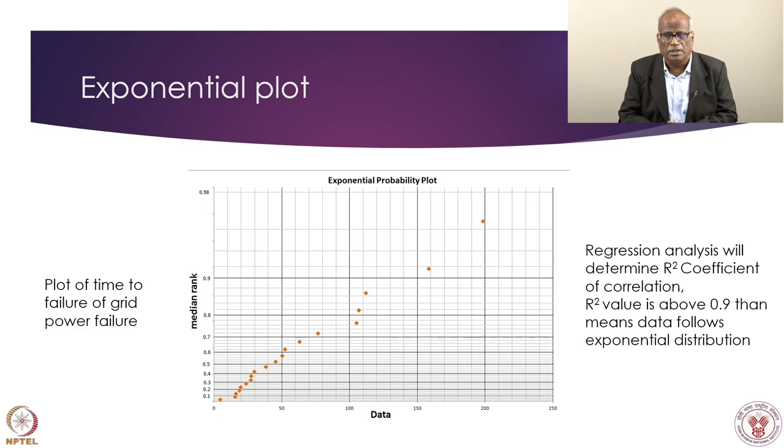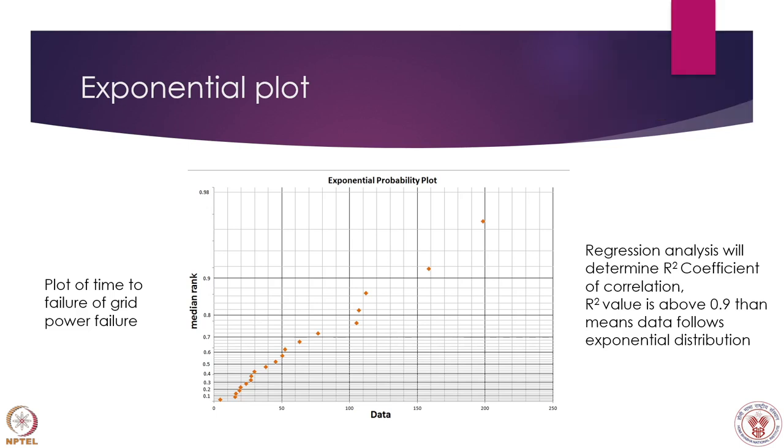And we'll see this in one of our lectures, I think the fourth or fifth lecture, where we have done the detailed analysis of regression analysis, where we estimate the coefficient of correlation. So what it means is, I'll draw a line through these points, and if the R square, that is the coefficient of correlation, is 0.9 or above, then the data is following this distribution. So as of now, we can note this: we have one method wherein we can assess what distribution my data is following.